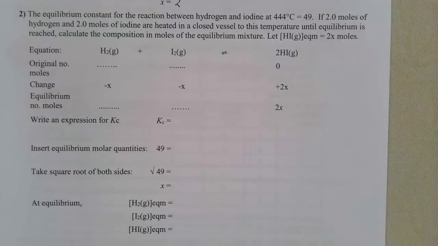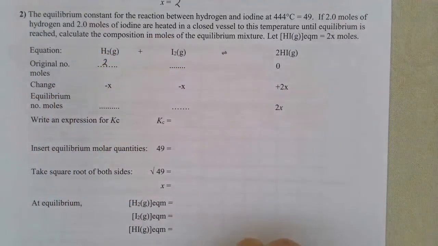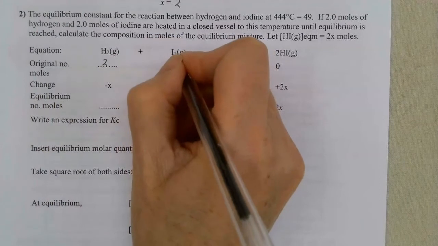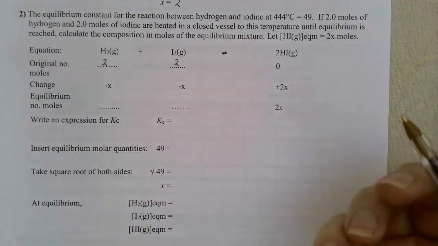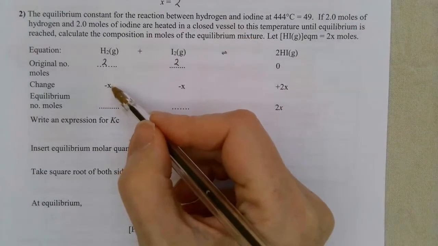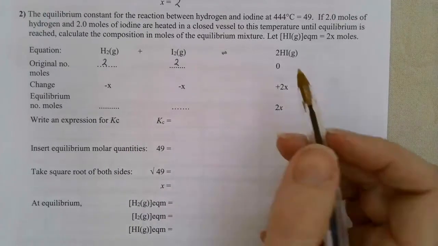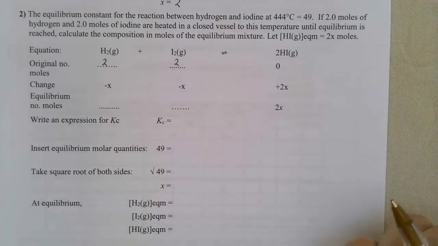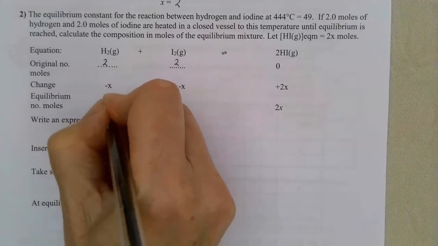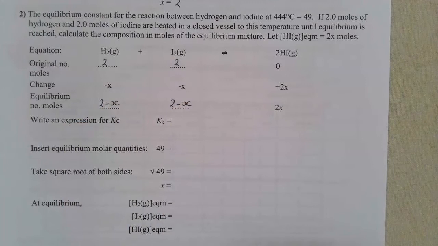Similar process for the second example. In this case, I have got initially 2 moles of hydrogen and 2 moles of iodine. I can assume, again, no moles of hydrogen iodide. Again, if this side is going down by X, this side must be going up by 2X, because it's a 1 to 2 molar ratio. So I get 2 minus X, 2 minus X here.